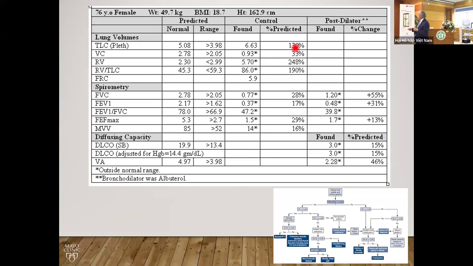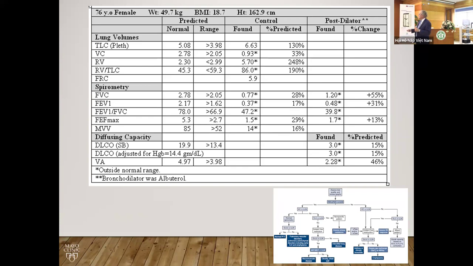So we have the measurement of lung volumes. And in this particular case, the lung volume is very high, supernormal or large, right? So if we're in the lung volume tree, we then go down to the RV-TLC ratio, which is very high, and the RV itself is very high. The residual volume in this particular 76-year-old female is almost 6 liters of air. So a lot of air trapping or hyperinflation, right?